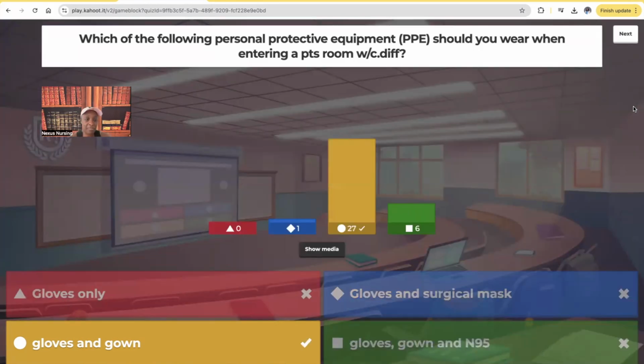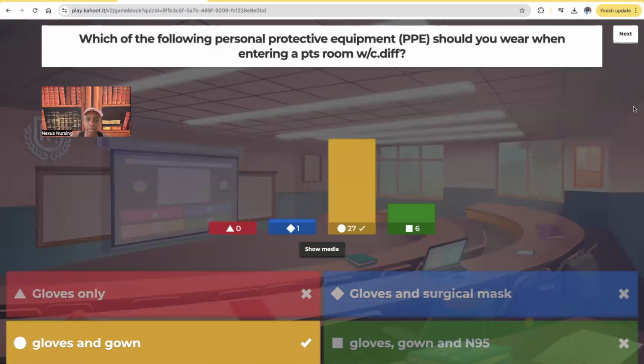Very good. Gloves and gown. Okay, so C. diff, guys, this is a bacterial infection and it's found in the large intestine, and it's transmitted by contaminated surfaces or the feces. Gown, gloves, not gloves only, that's not enough.